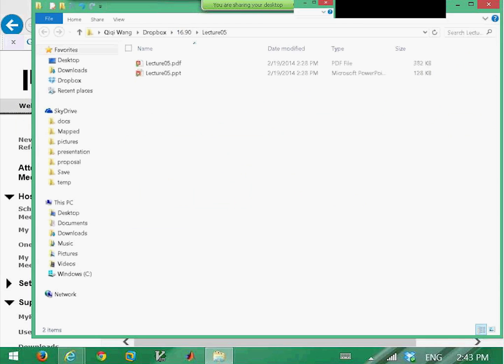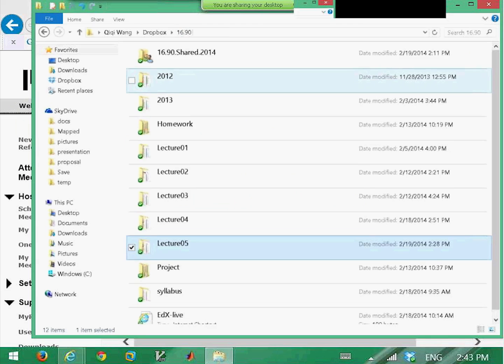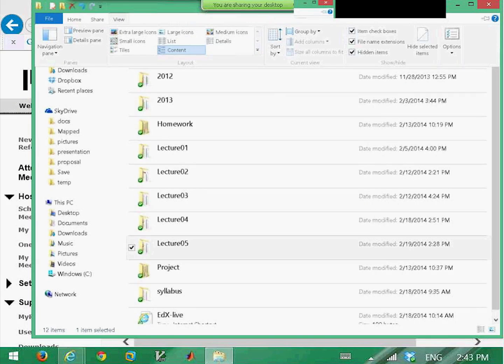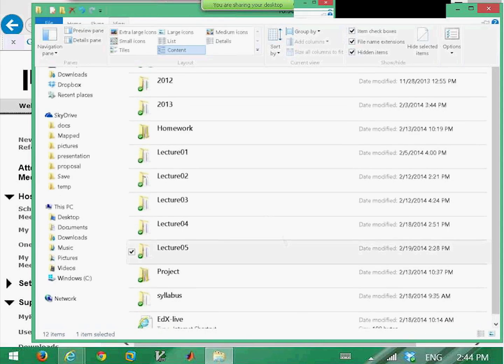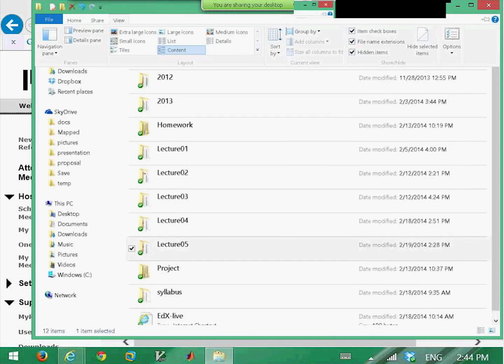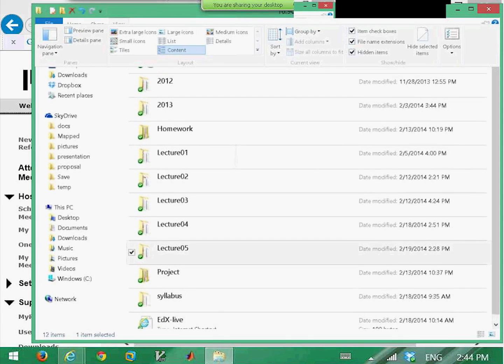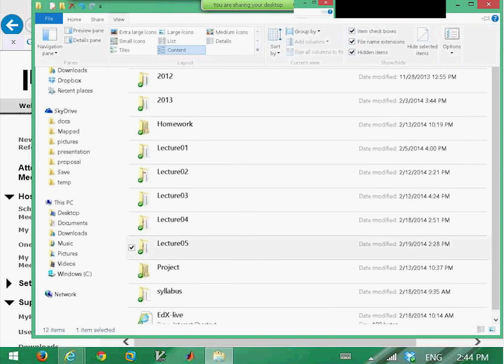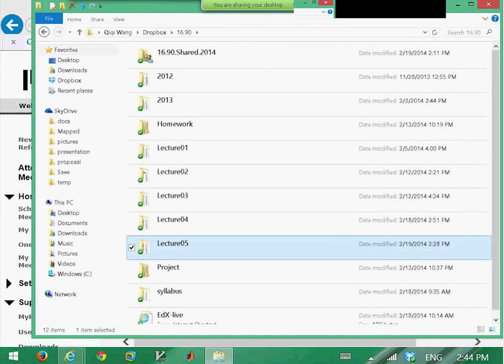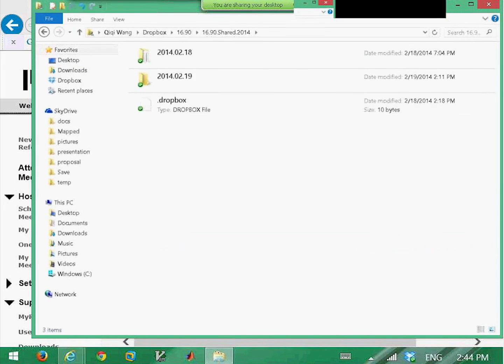So let me go back to my Dropbox. Let me get a little bit bigger. Okay, what? Oops. What do I have? Wait, where is my shared folder? Okay, it's over here.